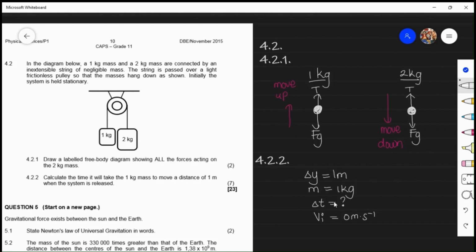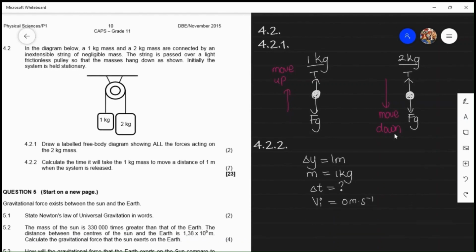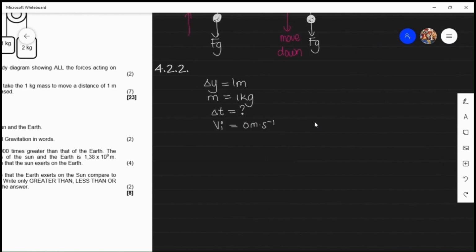So let us now try to find time. Given the variables that we have and the fact that we are calculating time, we can make use of one of our four equations of motion. The equations of motion can be found at the back of your exam paper. So let's list our four equations of motion and try to identify which equation we are going to use.